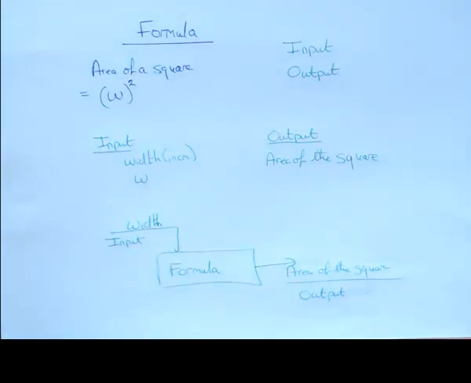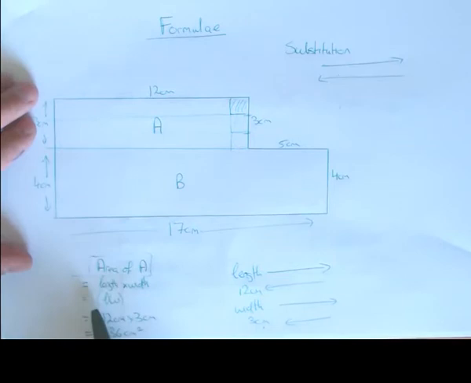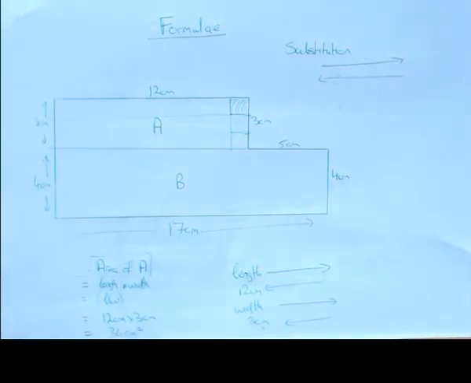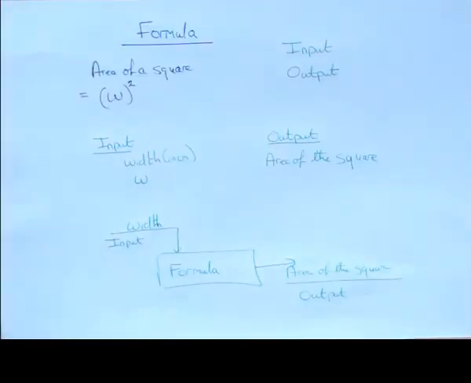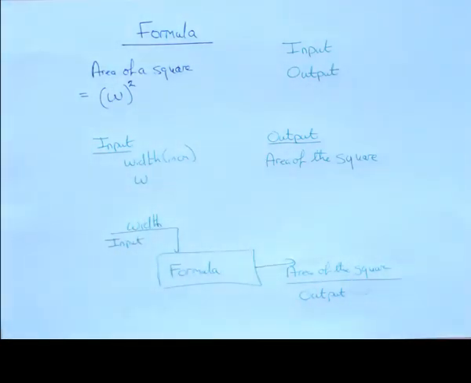You have an input and you have an output to a formula. You already know how to use that. For example, for the area of a rectangle, you've got the inputs length and width, and you get your output, the area of a rectangle. You've used this a lot. You've used it with substitution. But now I want you to think about the idea. It's a new idea: having an input to a formula and an output from the formula.